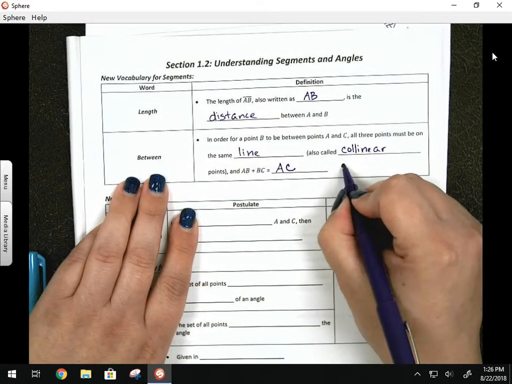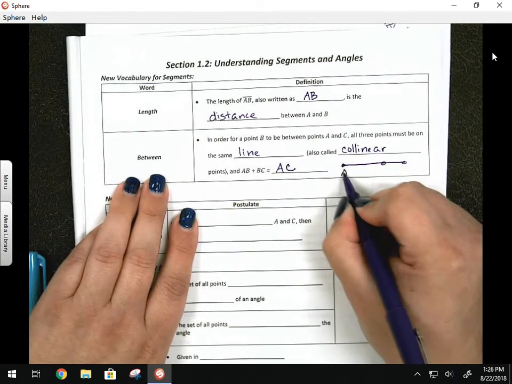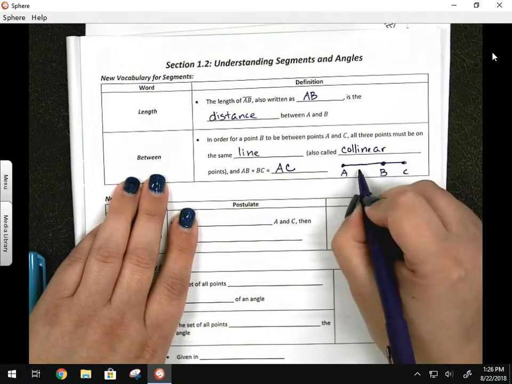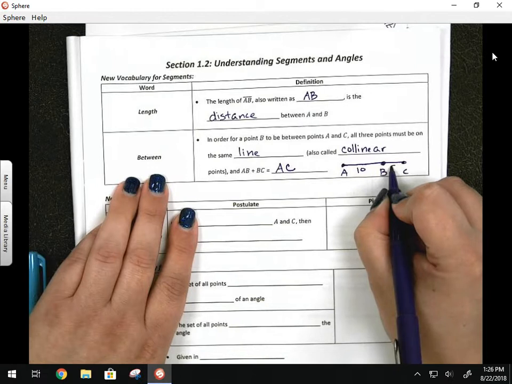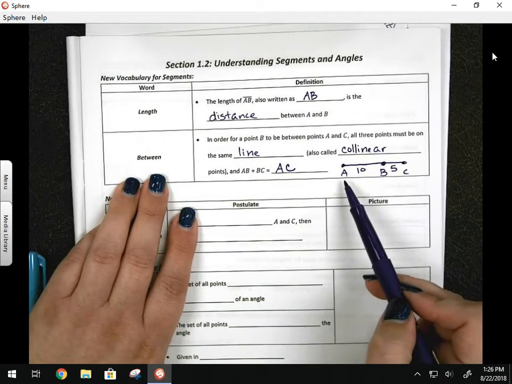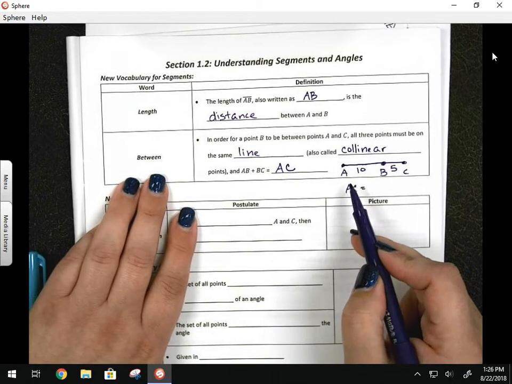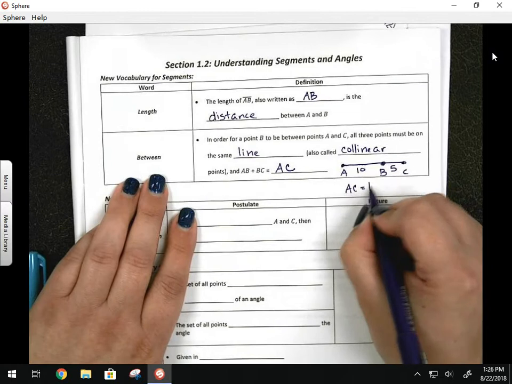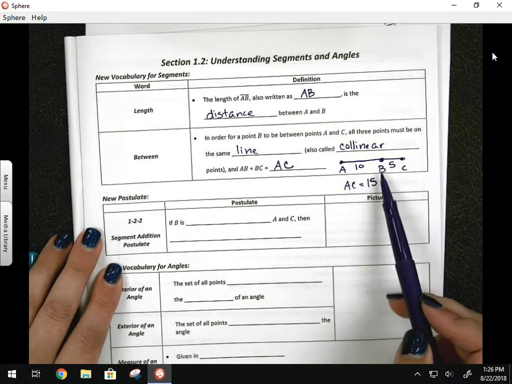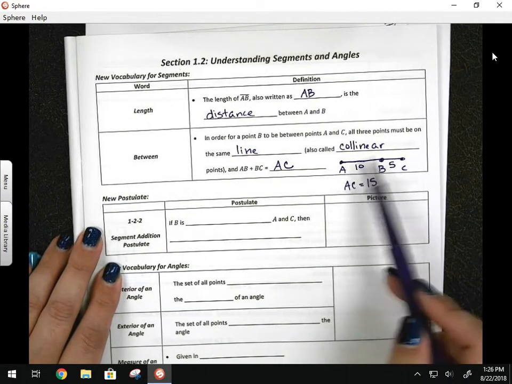So for example, if we draw in A, B, and C, and let's say AB is 10 and BC is 5, then we know that the length of AC has to be the two of those together. That's 15. So the length of AB plus the length of BC has to equal the length of AC, the whole thing.